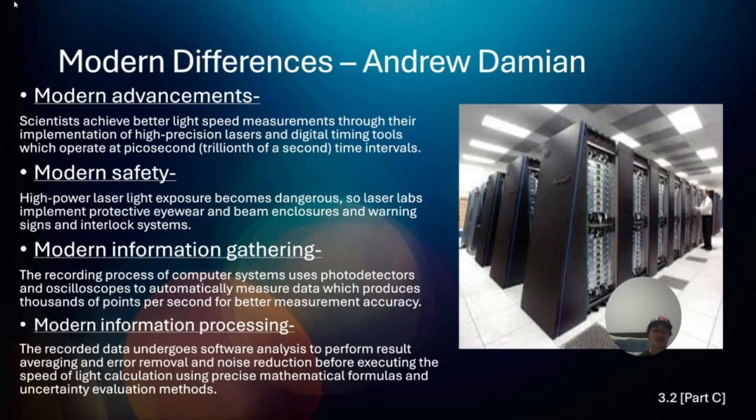The recording process of a computer system uses photodetectors and oscilloscopes to automatically measure data, which produces thousands of points per second for better measurements and accuracy. Some of the modern information processing: the recorded data undergoes software analysis for results averaging, error removal, and noise reduction before executing the speed of light calculations using precise mathematical formulas and uncertainty evaluation methods.